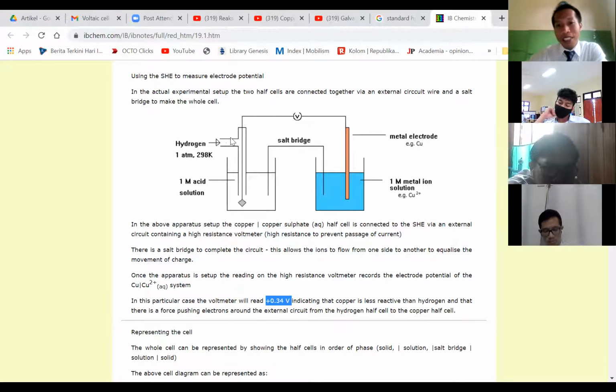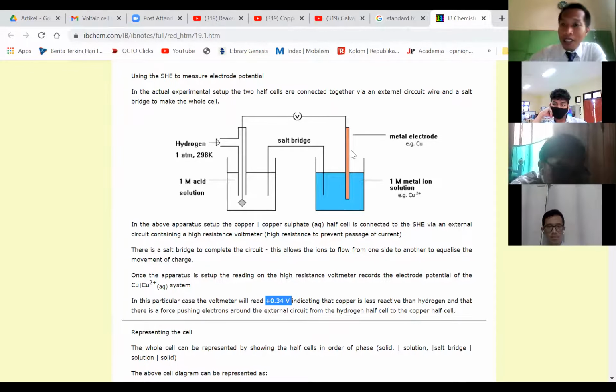Okay, jadi yang hidrogen ini dianggap 0. Karena dianggap 0 berarti V-nya ini, the V value is only affected by this copper. If the voltmeter is reading 0.34, it means that E0 of copper is 0.34. Okay, and this copper can be changed with another electrode.